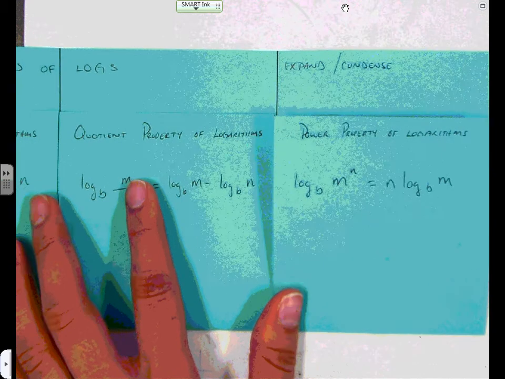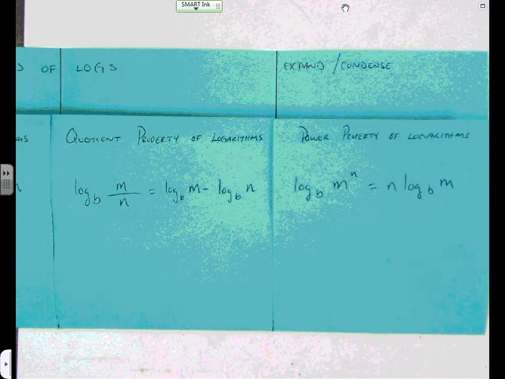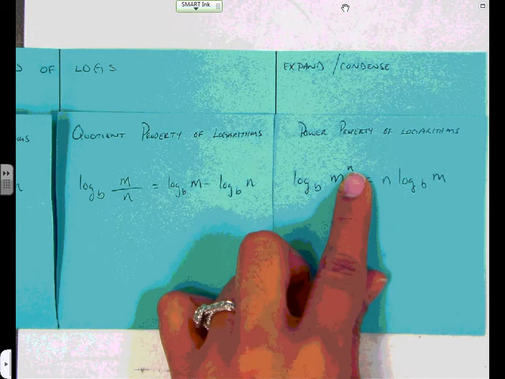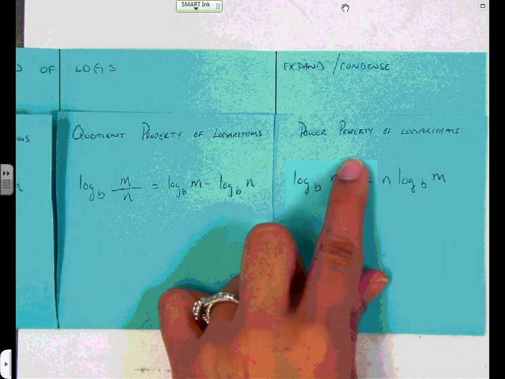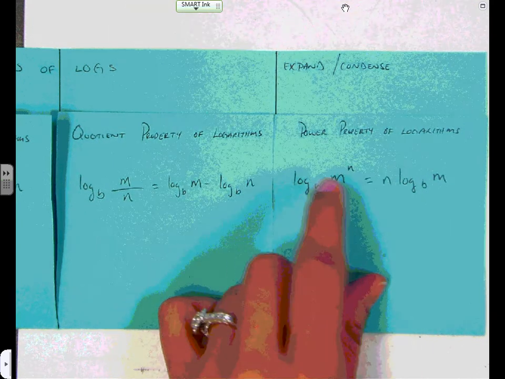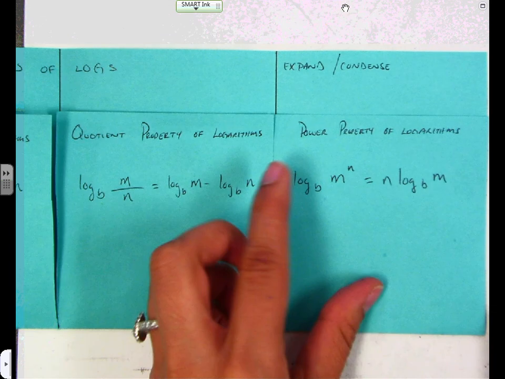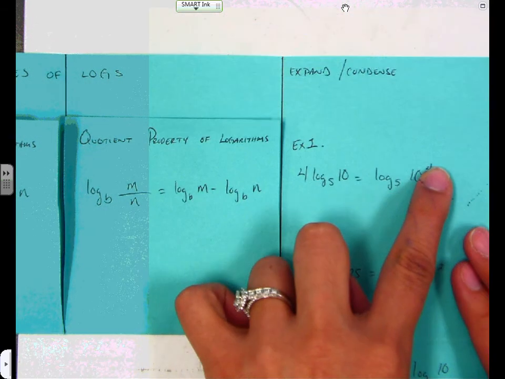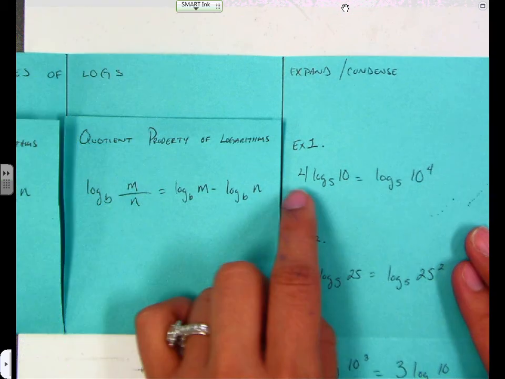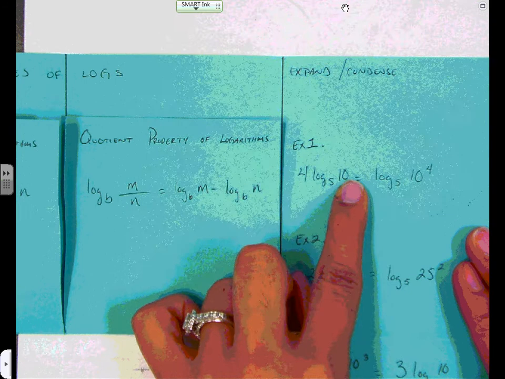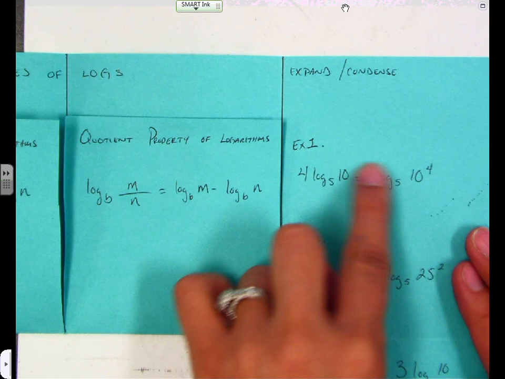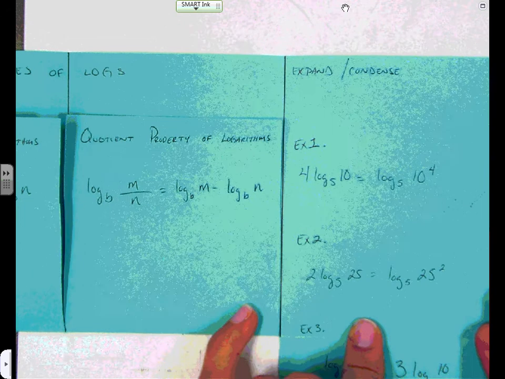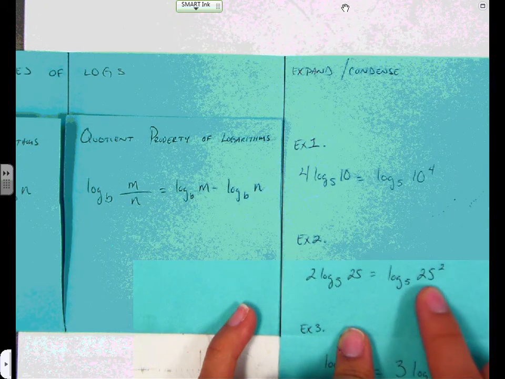In the last section, you can expand and condense by using the power property of logarithms. If you're raising a log function to a power, you take this power, you move it to the front, and you end up getting n times log base b of m. Here's a couple of examples. If you have log base 5 of 10 to the power of 4, well, you have to bring the 4 to the front, which gives you 4 log base 5 of 10.